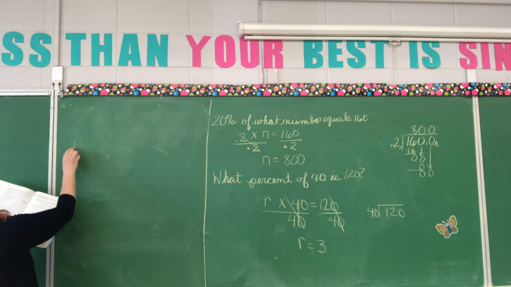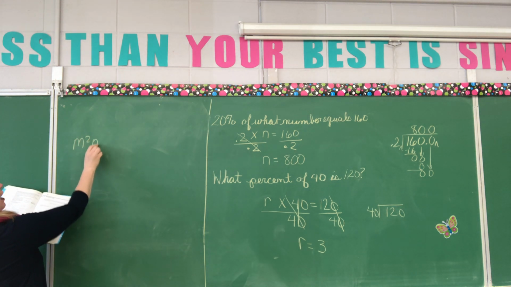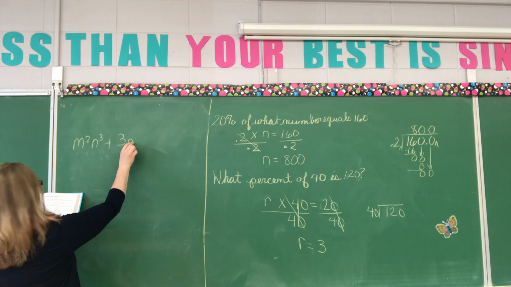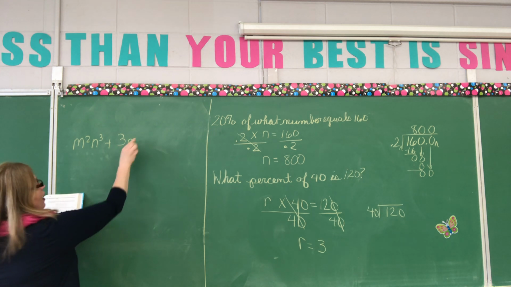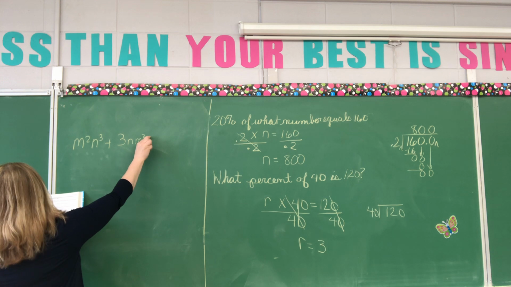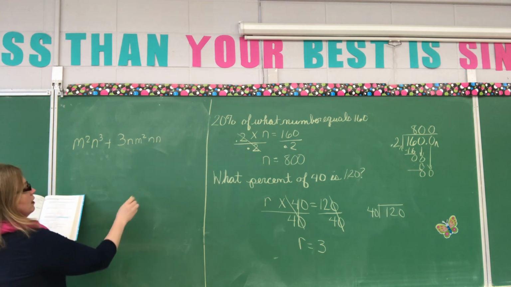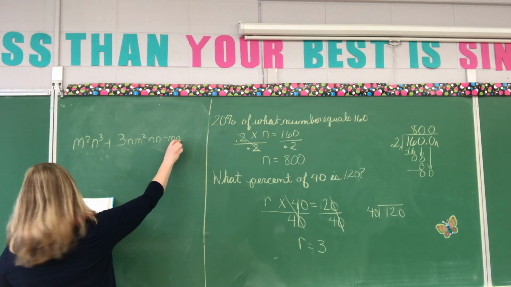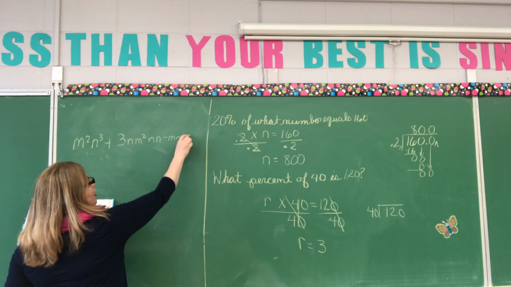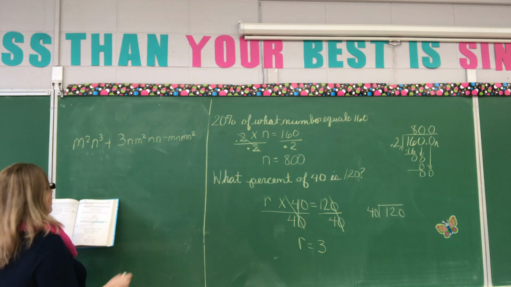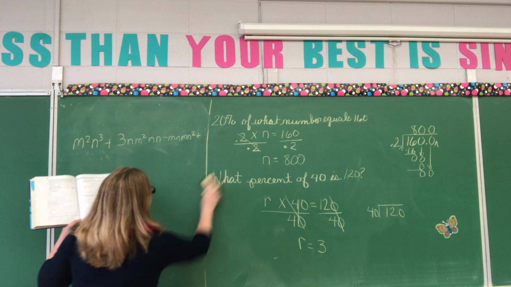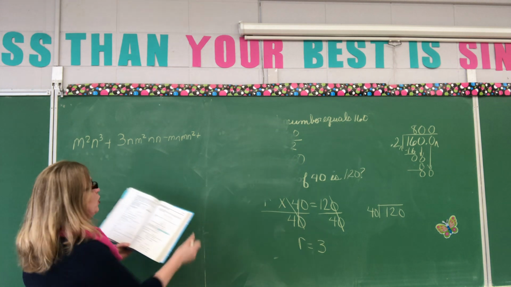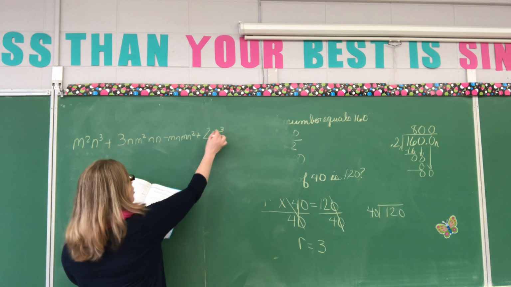What if we have m squared n cubed plus 3n m squared n minus mn squared plus, we have to erase a little more of our board, plus 2n cubed.